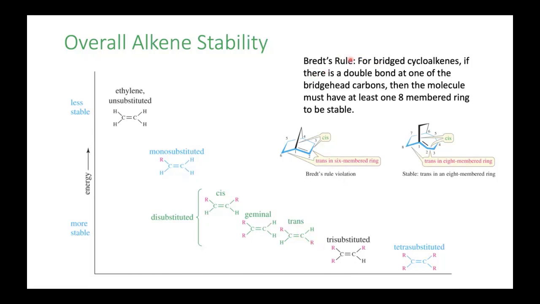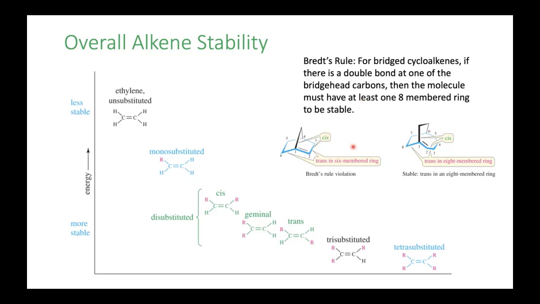There is a random rule called Bredt's rule, and this is just rare. I wouldn't put too much stress on this, but it's for a bridged cycloalkene. This is where you have this bridge, where you have like two ring systems. You can see that I'm circling one ring, including the bridge from this direction, one ring, including the bridge from this direction, and you actually have a third ring, which is just the blue. So if there's a double bond at one of the bridgehead carbons, these two carbons, 4 and 1, and then 1 and 6.